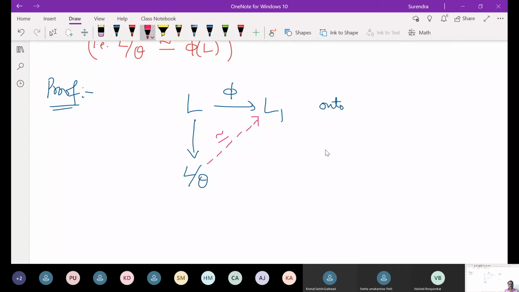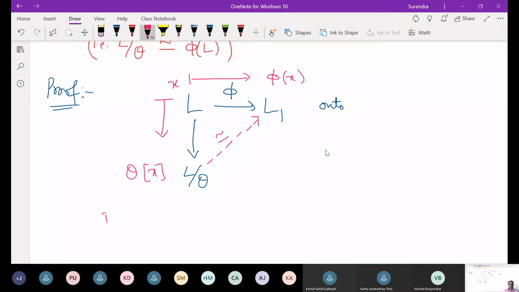So take any element x. If we take any element x here, how will this go here? Its image, namely phi of x. But on the other hand, this x will go to theta of x, it's a congruence relation. So what we should expect is that whether x goes from L to L1 this way, or x goes from L to L modulo theta and then to L1, it should be the same. That means we expect theta of x to correspond to phi of x through this map.